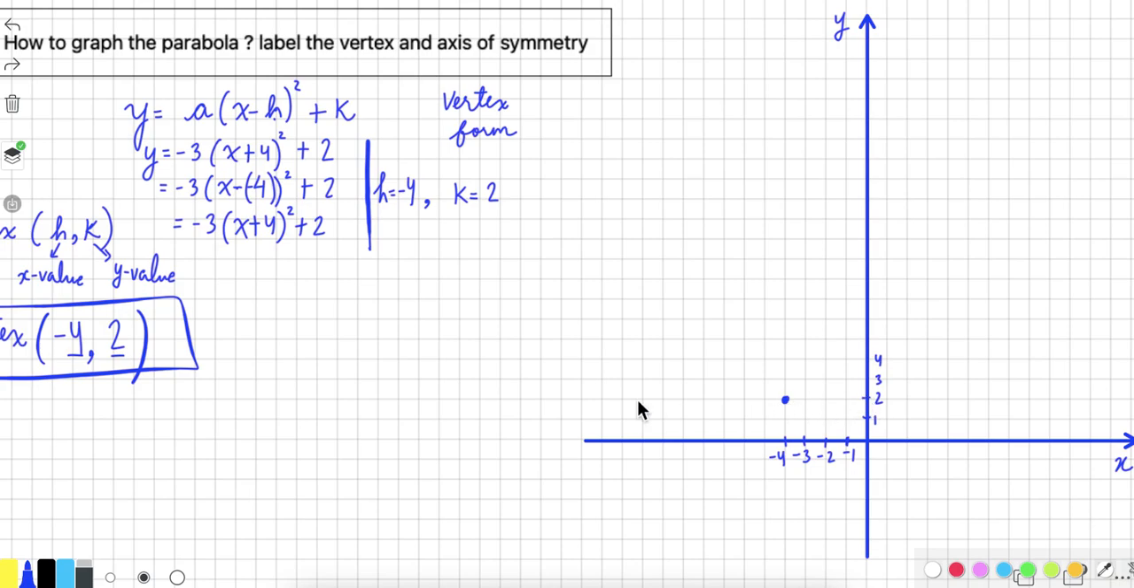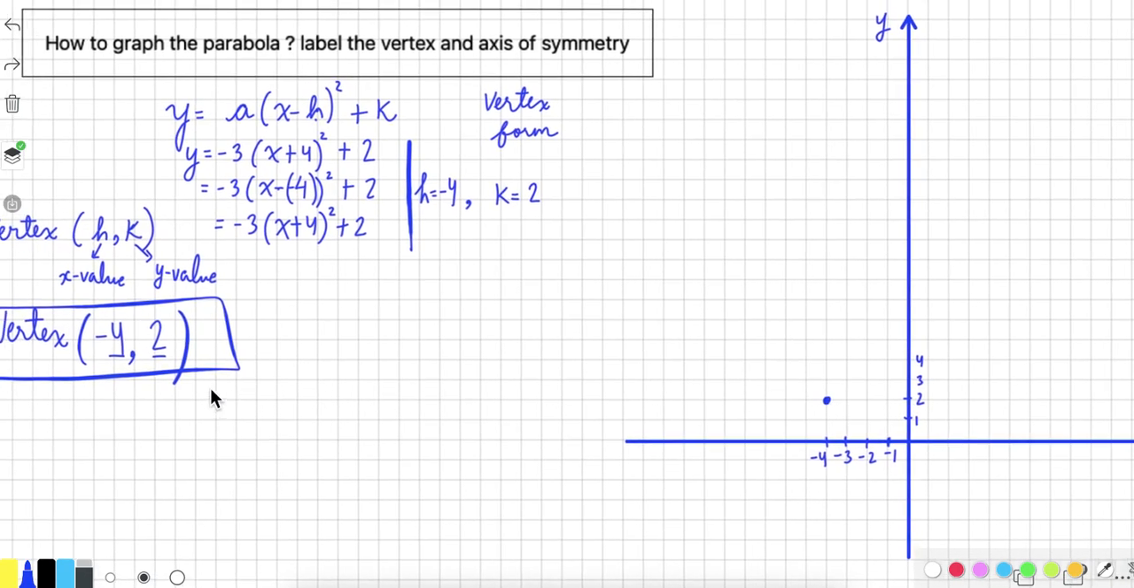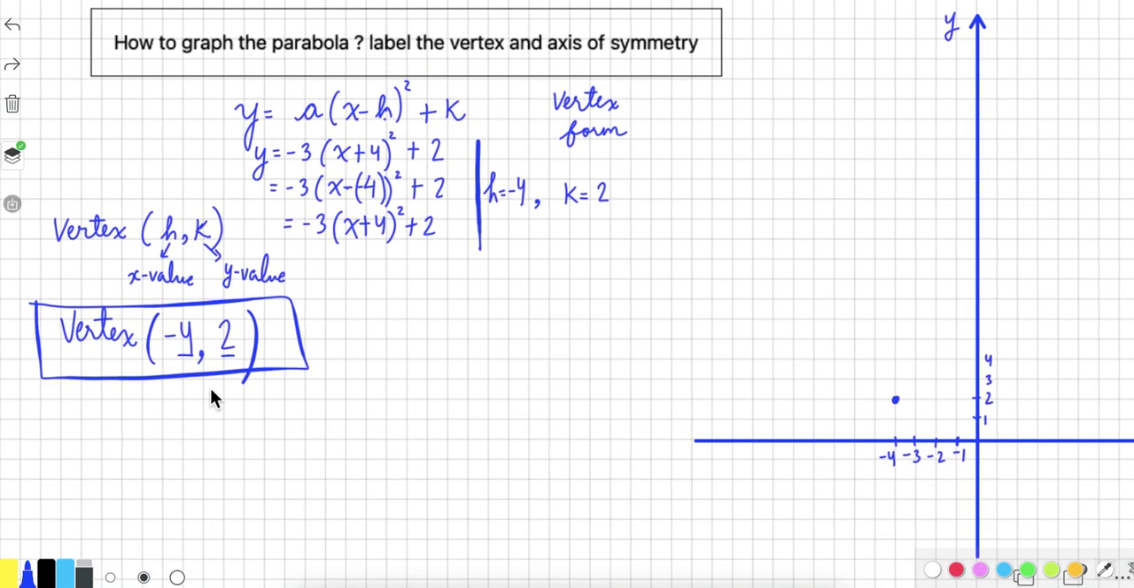This is the vertex. So we have one point on the graph, but we need more points to draw the parabola, the U-shaped graph. So what are we going to do here? We need to find the a value. For the a value, again, I'm going to compare my equation.